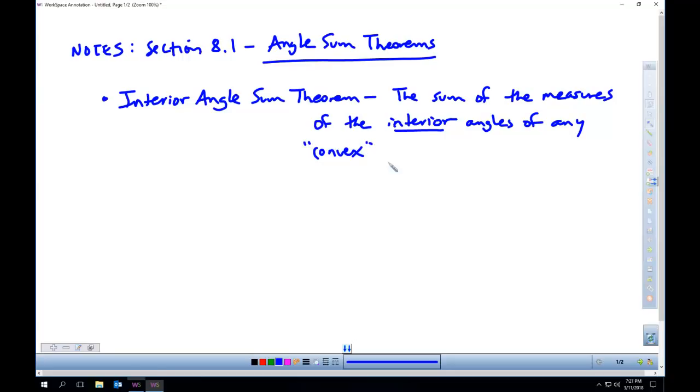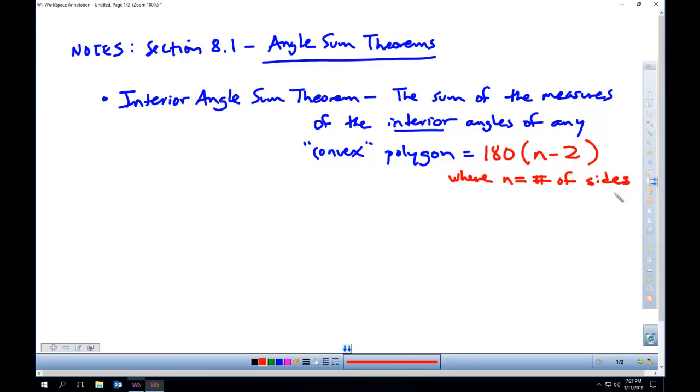Remember convex? Convex was a term we used way back in first semester. Remember, this doesn't jut in at all. Alright, so it's a normal looking polygon. It's not something funky that has a whole bunch of holes cut out of it or anything. Alright, there's a formula to define this. It's 180 times n minus 2, where n represents the number of sides or the number of angles, however you want to think of it. Okay, so it's just a formula.